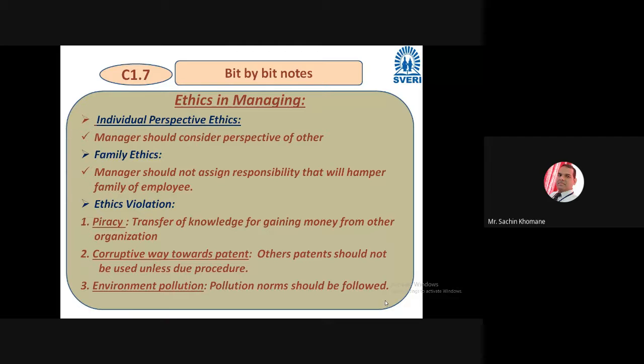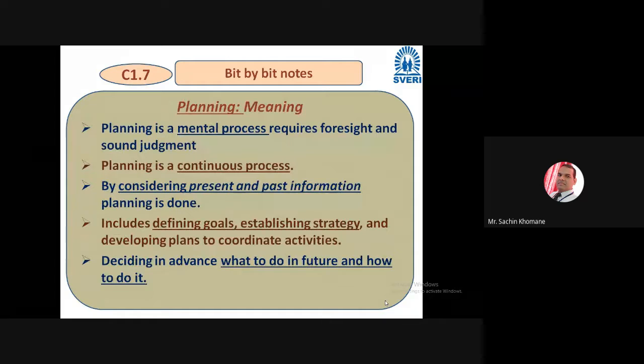Okay, good afternoon, friends. Last lecture we have seen ethics in managing. We have seen various aspects of ethics like individual perspective ethics, then family ethics, ethics violations aspects we have seen like piracy related issue, corruption related issue, and pollution related issue, right? So these ethics related aspects we have seen in last lecture, and we started discussion on planning.